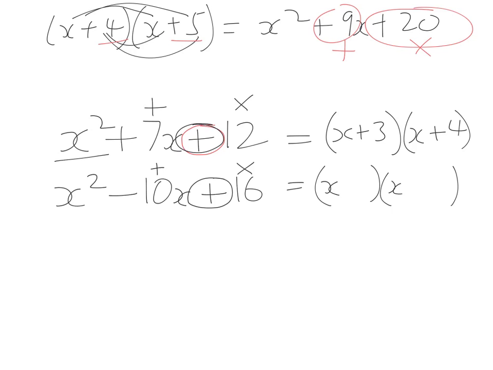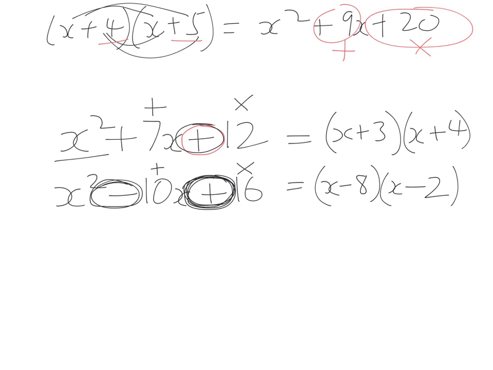So 2 numbers that times together is 16, or 16 and 1 won't give you 10. 8 and 2 will give you 10. So I'm going to do 8 and 2. Now, because this sign is positive and this is negative, well, to get positive when you times 2 numbers, they either have to both be positive or both be negative. And we can see there, they're going to be both negative, because negative 8 minus 2 is negative 10.